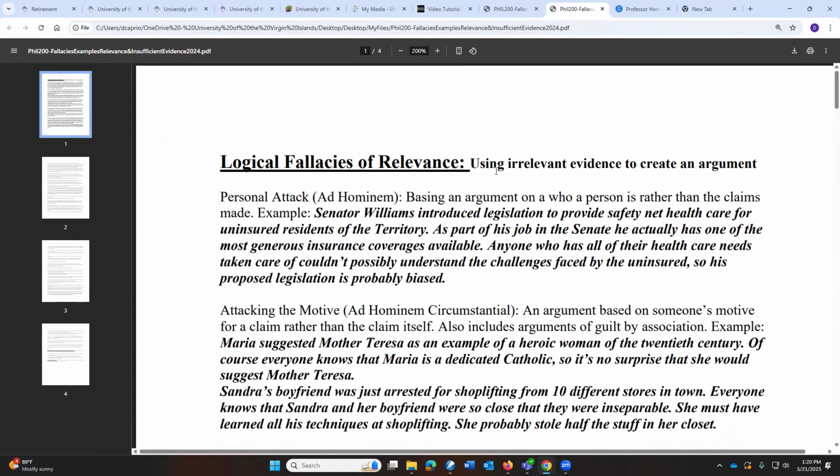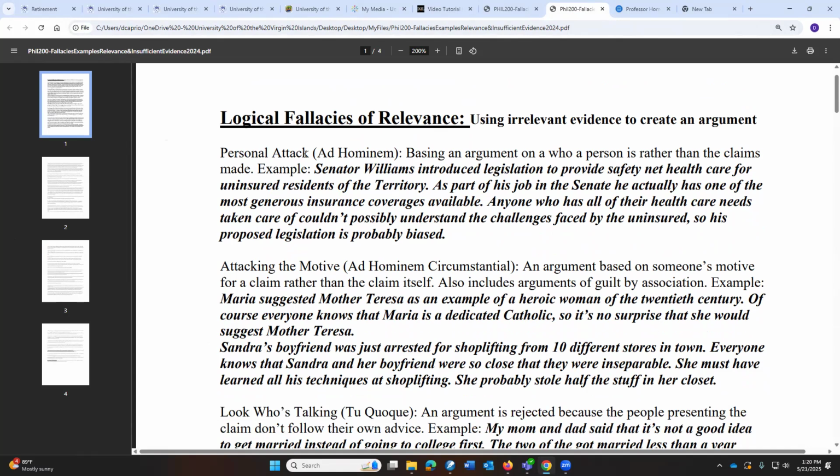Okay, a fallacy of relevance is using irrelevant kinds of information or evidence to create our argument. The first one is the personal attack. In Latin, we say ad hominem. Hominem is humans or person. So this is basing an argument on who a person is rather than the claims made. All right, so you're talking about who is saying something rather than the thing that they're saying, indicating that just because someone is who they are, they wouldn't have something valid to say.